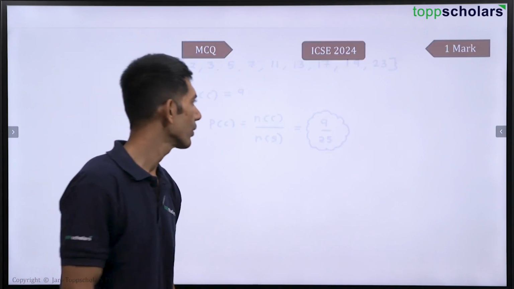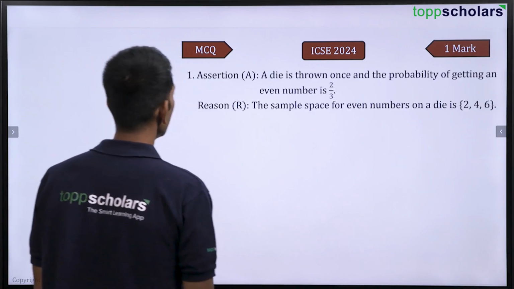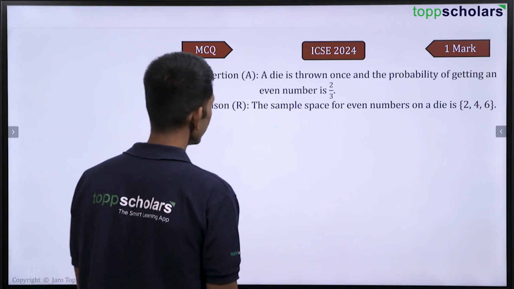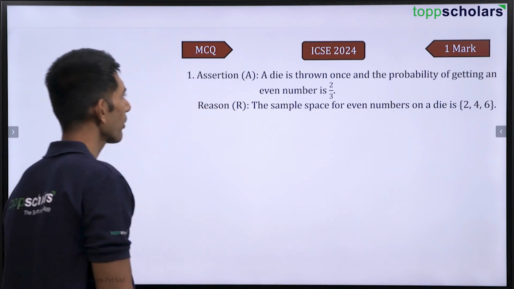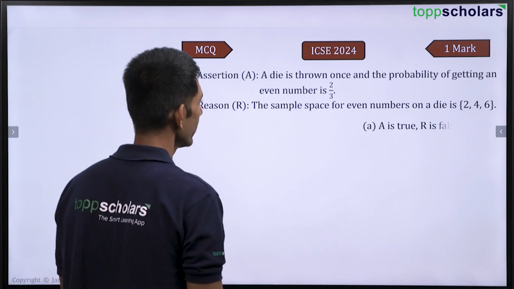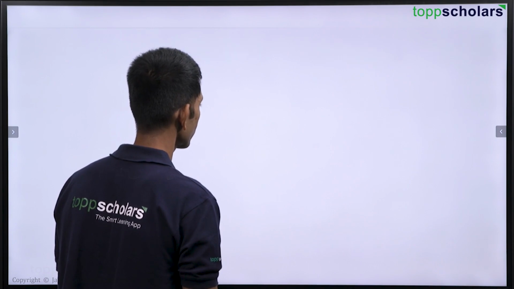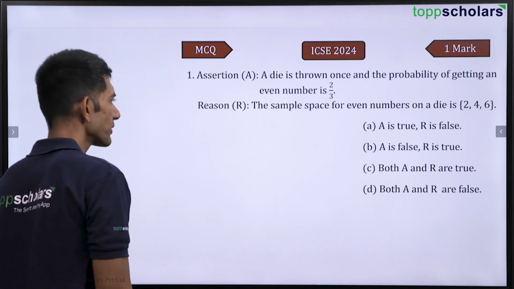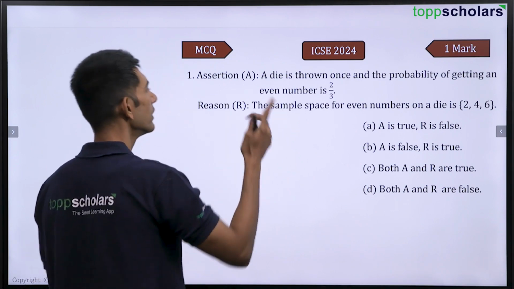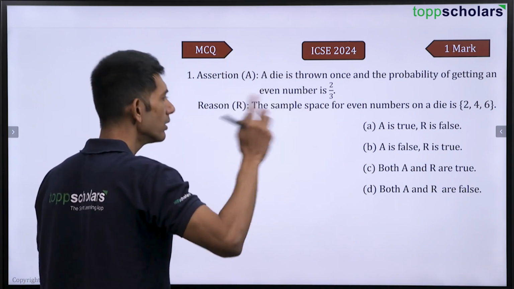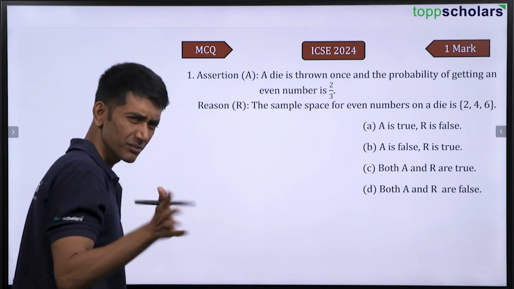Correct? Okay. Let's have a look at a new question now. This is an MCQ based question for 1 mark. So assertion and reasoning question basically. A die is thrown once, only once, and the probability of getting an even number is 2 by 3. And okay, there are 4 options. So 4 options are: A is true, R is false, first option. Second option is A is false, R is true. Third option is both A and R are true. Fourth is both are false.